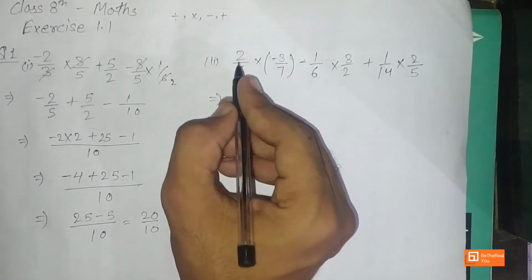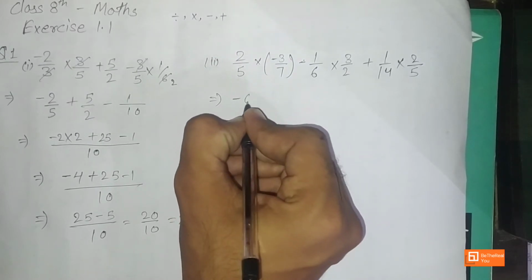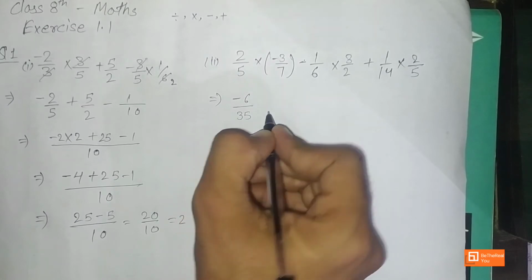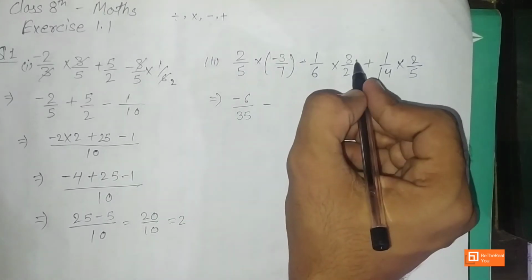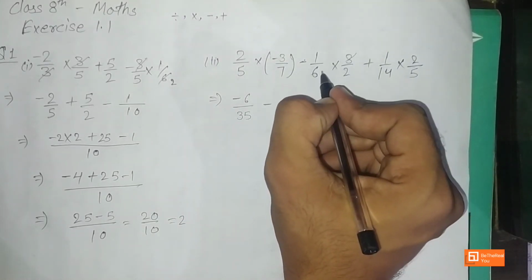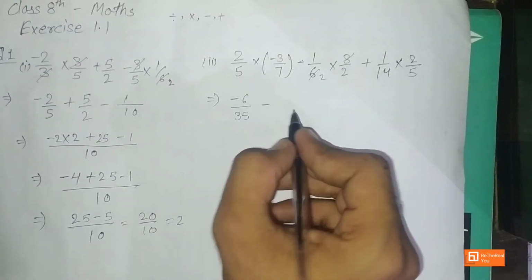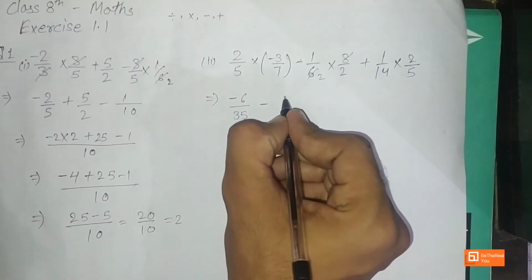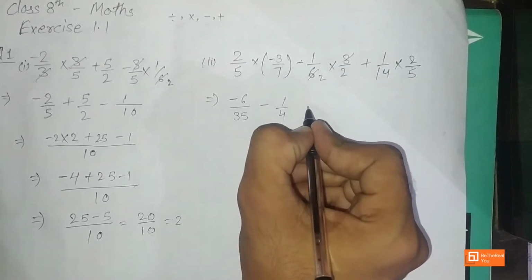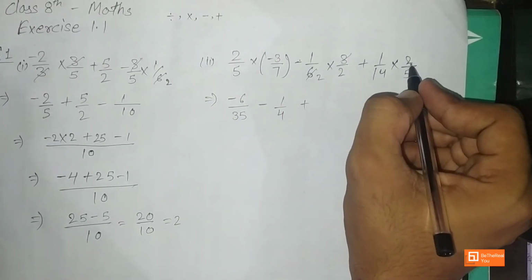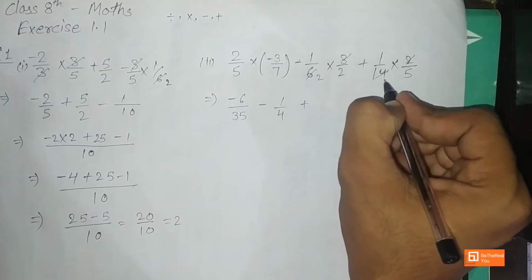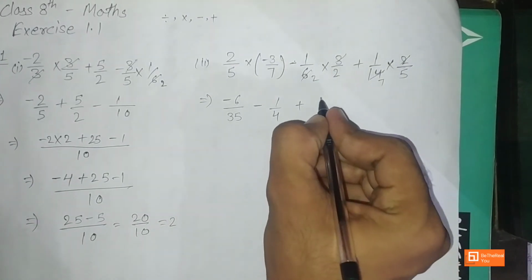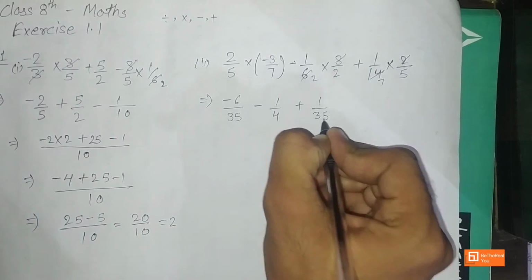So minus 3 twos is minus 6 upon 7 fives is 35. See, this 2 can cancel this 6 2 times, and we will have 2 twos is 4, so minus 1 upon 4. After that, in this condition, this 2 can cancel this 14 7 times. We will have 7 fives is 35, 1 upon 35.